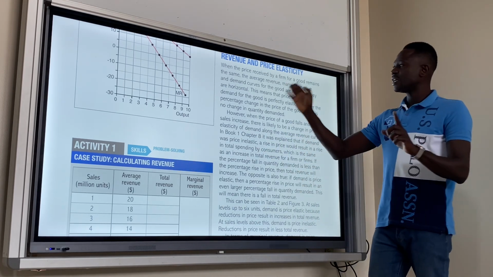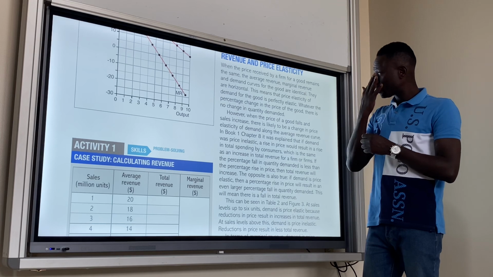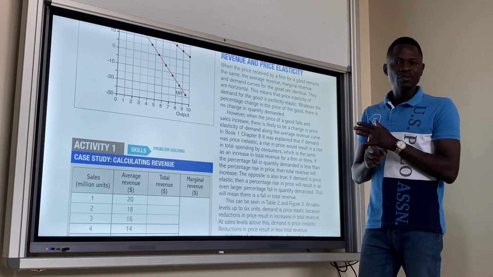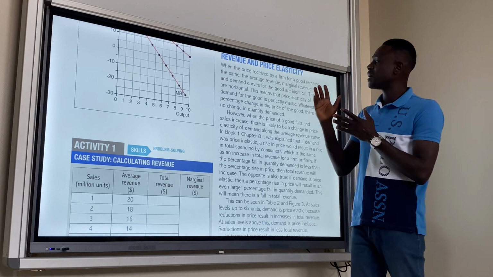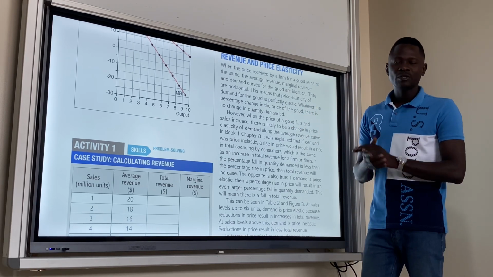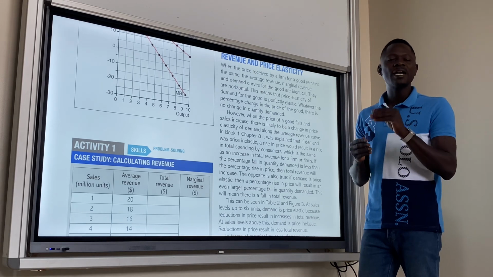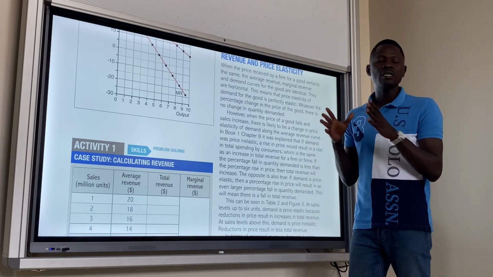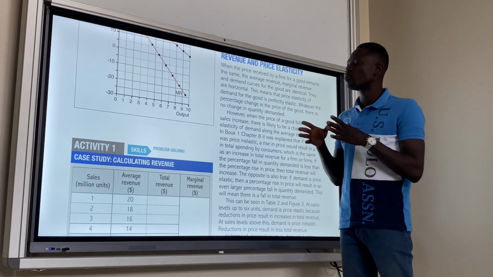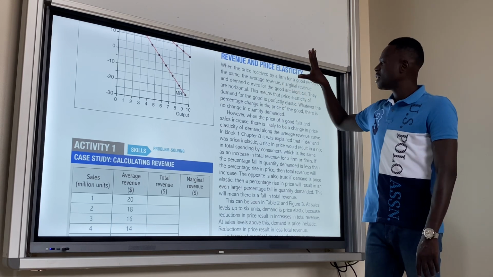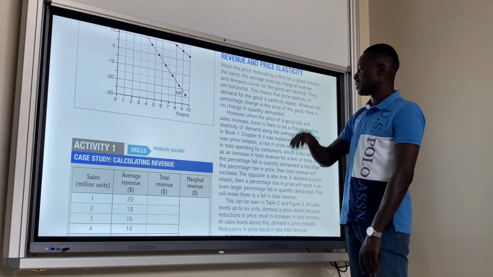So the point here is that when our average revenue, our marginal revenue, and our demand curve are horizontal, it means they are all identical. So that means no matter what the change in price is, there's not going to be a significant change in the quantity demanded. That is the point I'm making, and which means that it is price elastic, perfectly elastic.